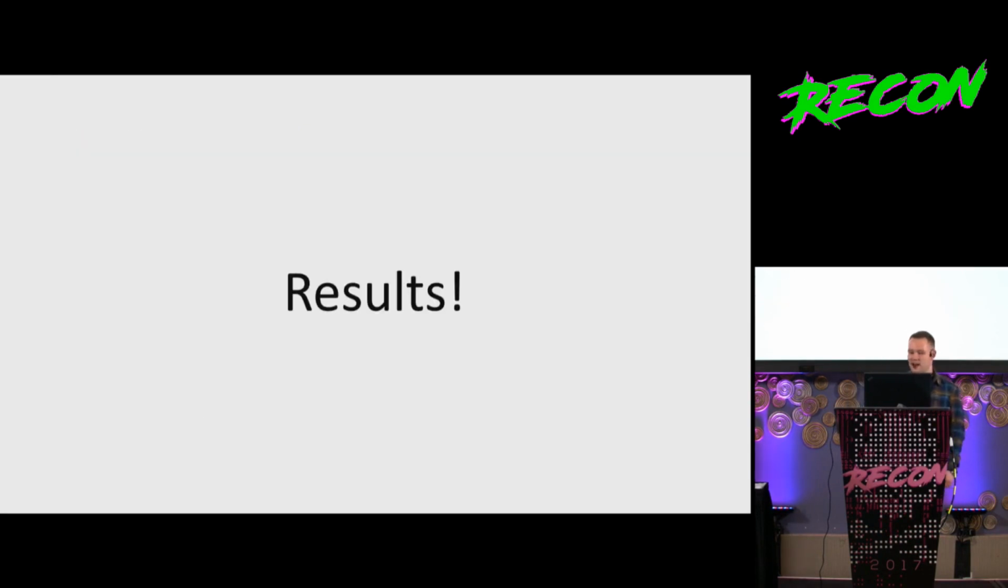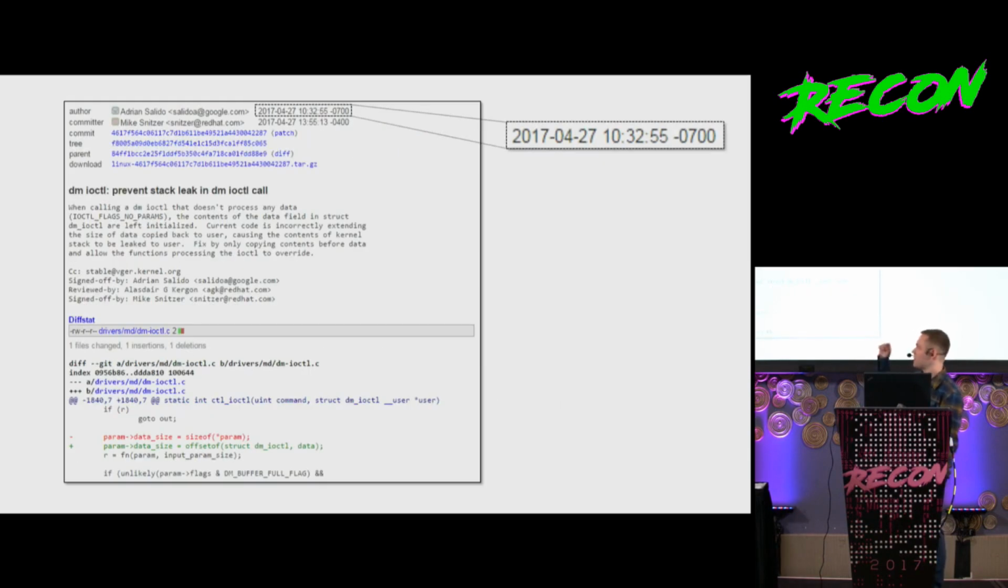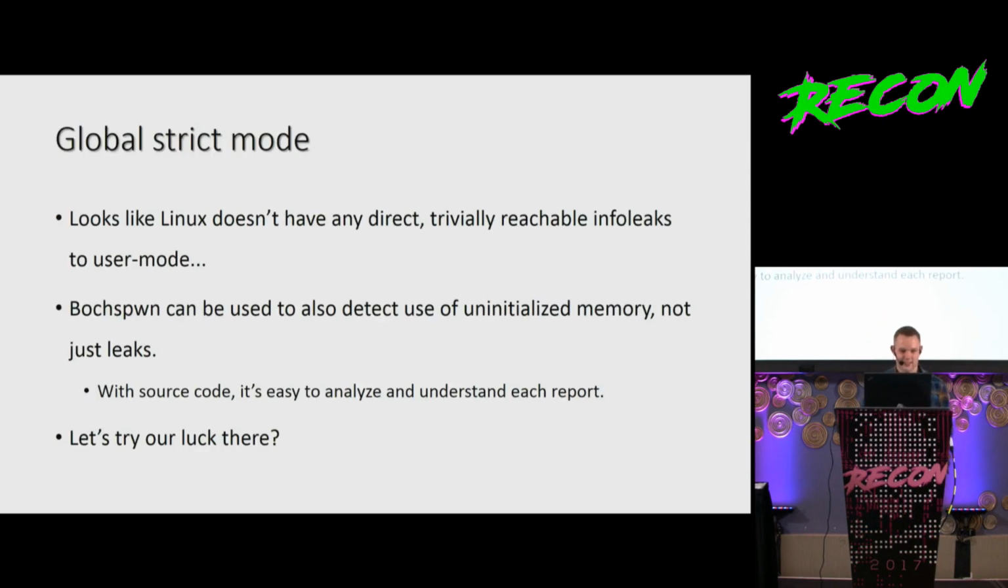As for the results, it's not as good as on Windows. It was just one single minor bug, which is a disclosure of 7 uninitialized kernel stack bytes in the handling of one IOCTL in a device that is only accessible to root. So yeah, it's not very impressive. I discovered this issue around April 20th, and I was just about to report it a few days later, but when I was looking through commits, it turns out that 7 days later, someone else fixed it. So they are quite fast, I guess.